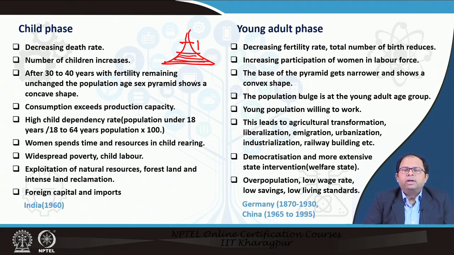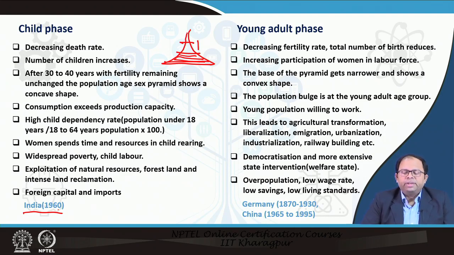Then widespread poverty, child labor may also result during this phase, and exploitation of natural resources starts happening. Forest land gets exploited, and there is a lot of intense land reclamation. That means this particular country is trying to reclaim land where agriculture and other industries are being set up. So the society is working towards providing for itself, and foreign capital and imports are very, very low. So this was India during the 1960s. So this is the child phase.